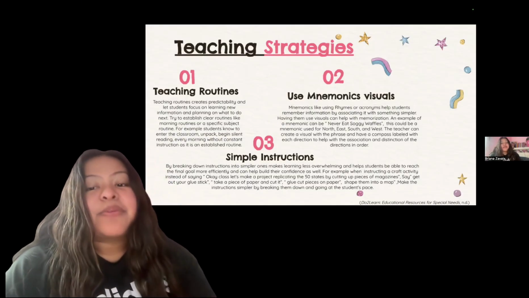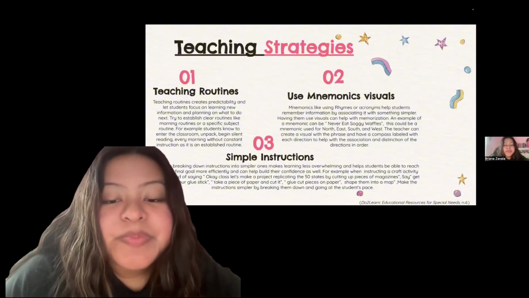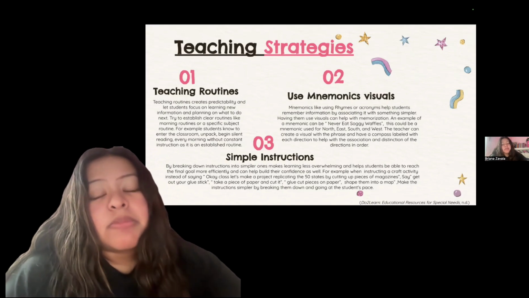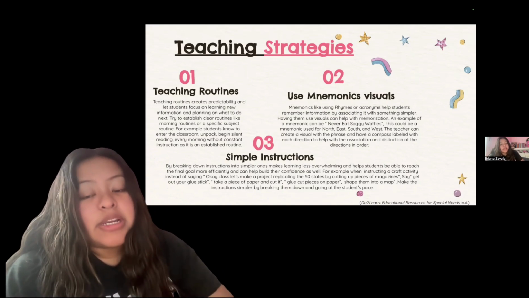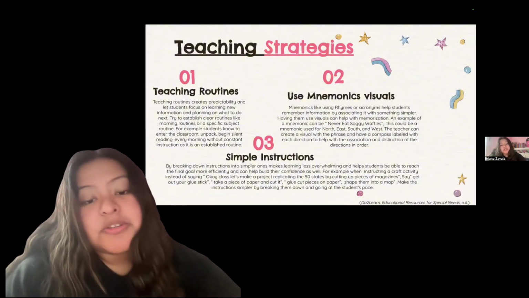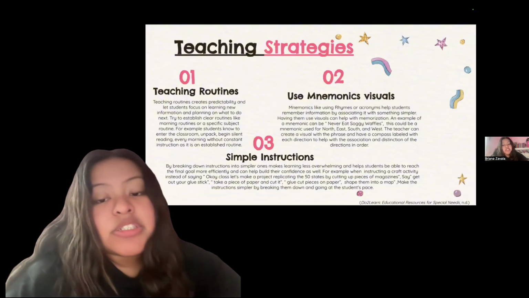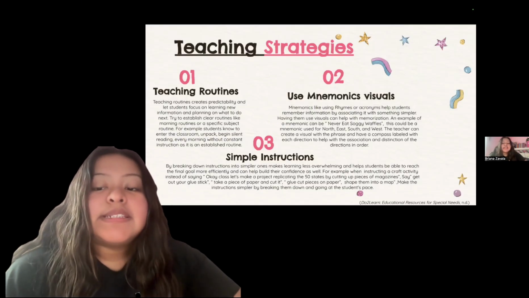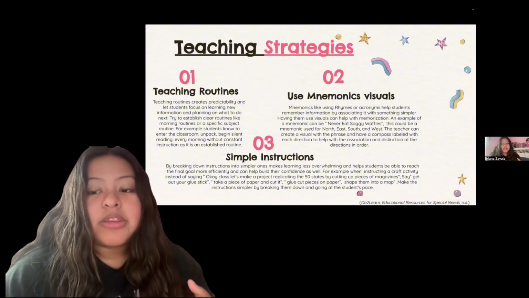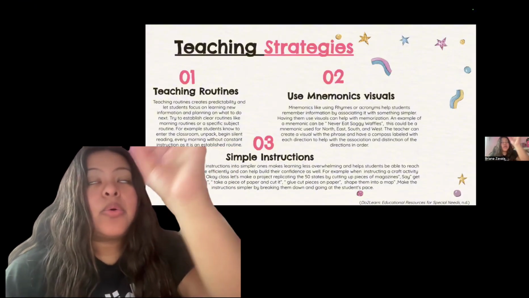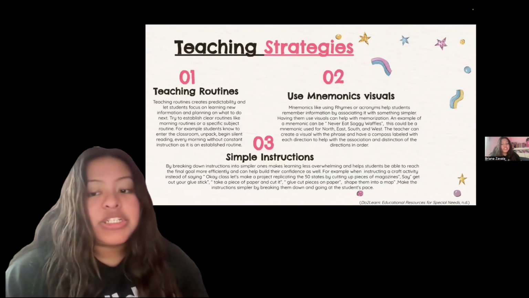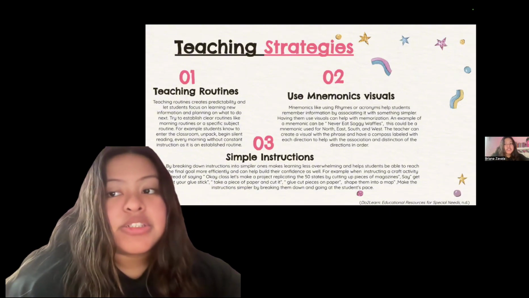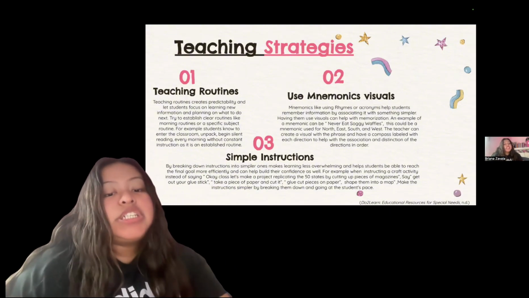Mnemonics are like using rhymes or acronyms, which help the students remember information by associating it with something simpler. Having them use visuals can help with memorization. An example of a mnemonic could be never eat soggy waffles. This could be a mnemonic used for the directions north, east, south, and west. The teacher can create a visual with the phrase and have a compass with the directions labeled in order so that it can help with distinction and to understand the order that the directions go in. The last strategy is simple instructions.